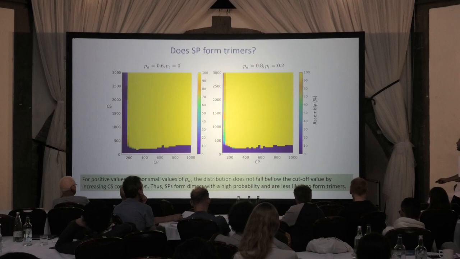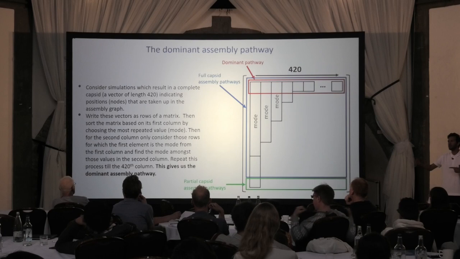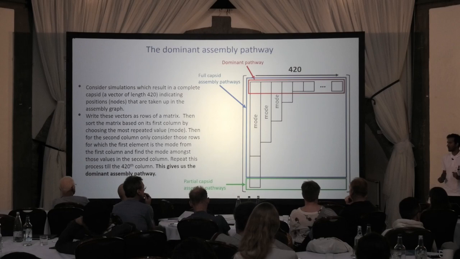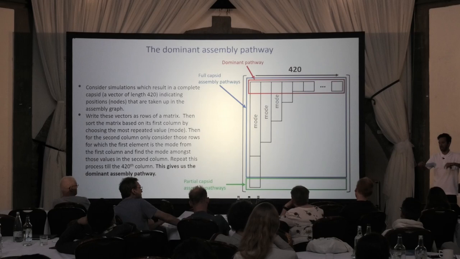Then what did we do next? We looked at the pass phase, something that Eric did in his work on the packaging signal, to see if you could see similar behavior, to see that it's scaffolding protein that reduces the number of assembly paths. For that, we found the dominant assembly paths. To find the dominant assembly paths, we do 1,000 simulations. The capsid has 420 positions. Let's number them 1, 2, 3, 4, 5. In one assembly, it first goes to 1, then 3, then 5, and 2.